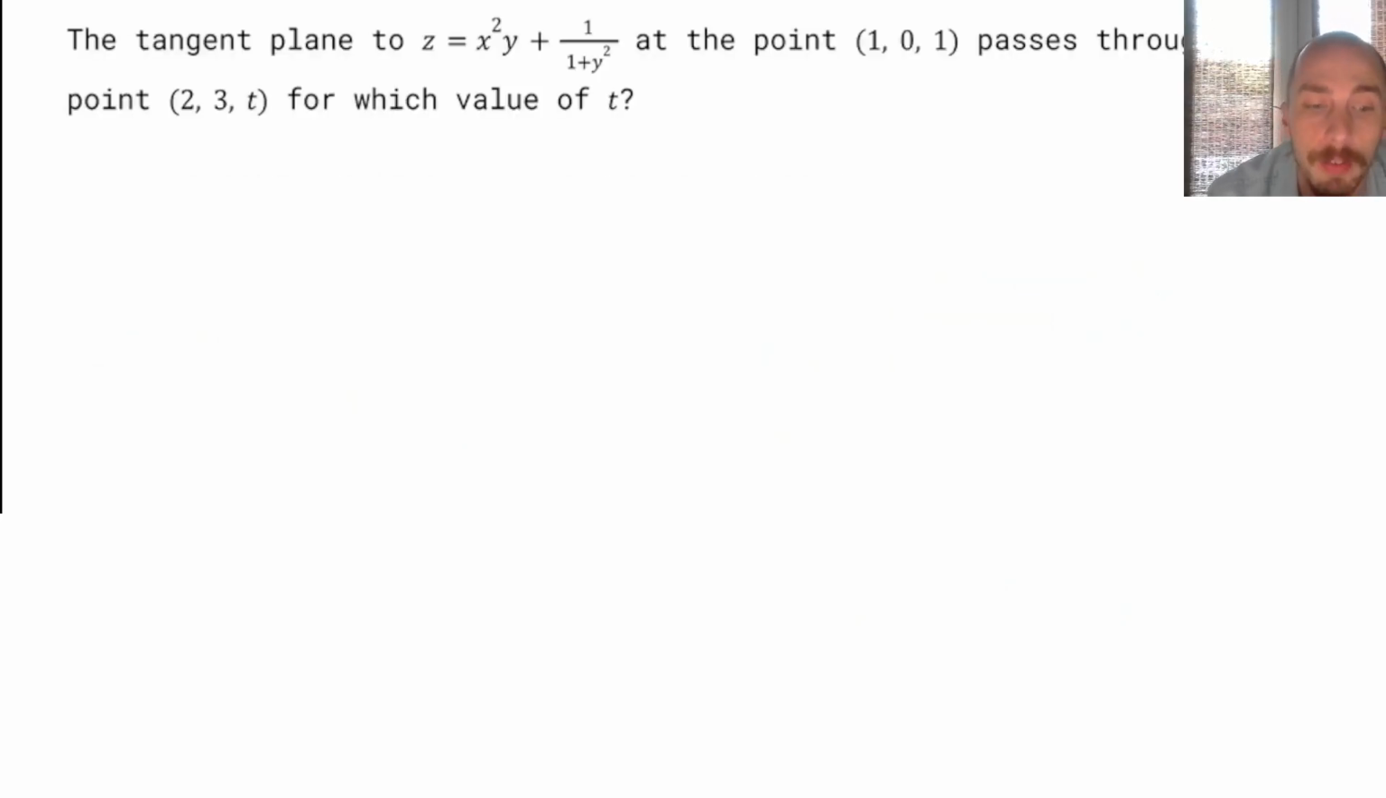Okay, the next one I've got for you, this one is related to a multiple choice question I'm going to use on you. So, z equals x squared y plus 1 over 1 plus y squared. The tangent plane, at this point, passes through the point (2, 3, t) for what value of t? All right, so this is really just like kind of a normal tangent plane problem with just an extra step added on. So we've got our point, we need our partials.